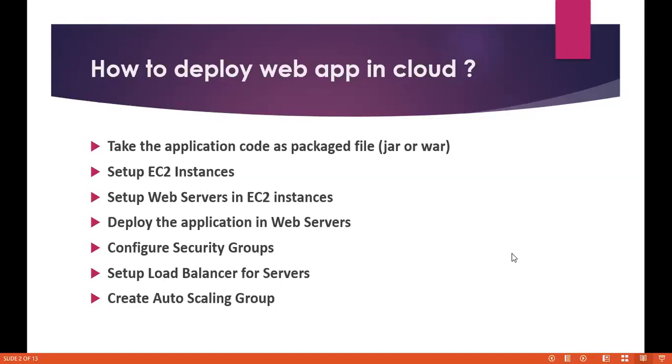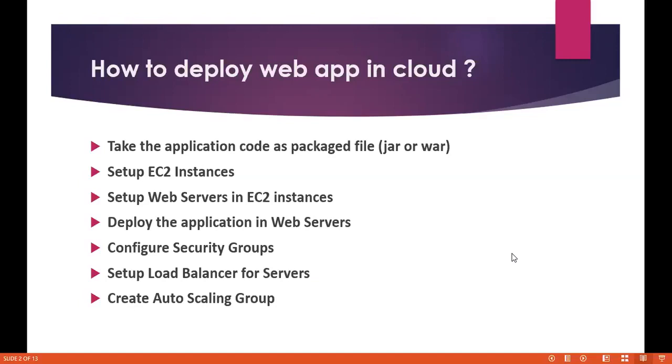Are you getting my point? First, take the code as a jar or WAR file. Once your code is ready, then you set up the EC2 instance, which is just one virtual computer. Now, in that EC2 instance, we need to install the server. We are installing Apache server as a web server to run our application. Set up the web server in the EC2 instance.